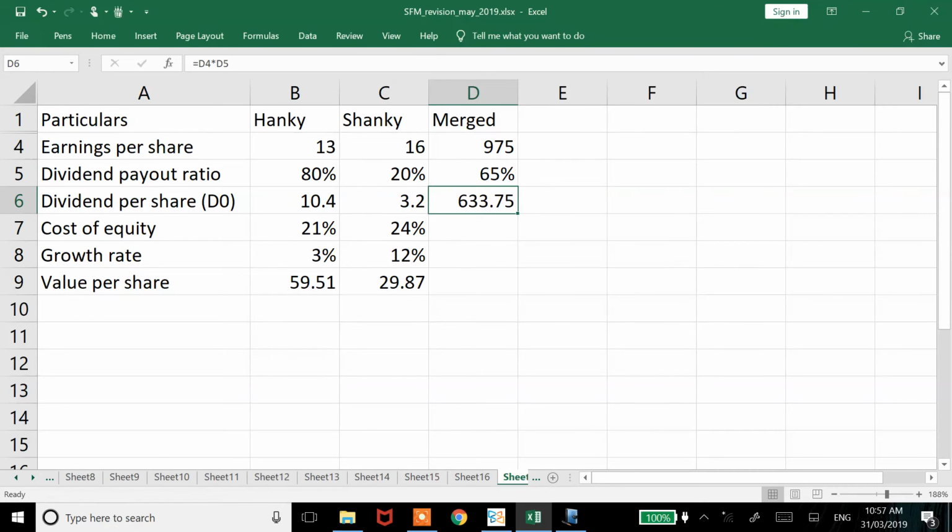This is the overall dividend. 633.75 is the overall dividends of the company. 633.75 lakhs will be the overall dividends.